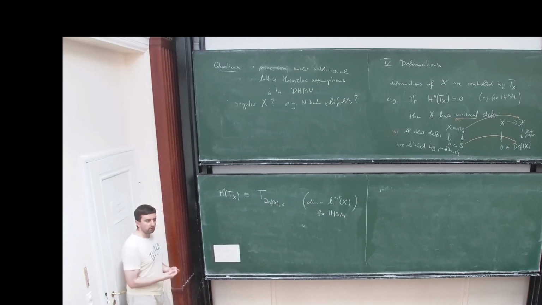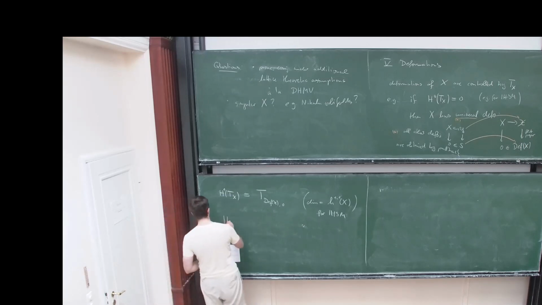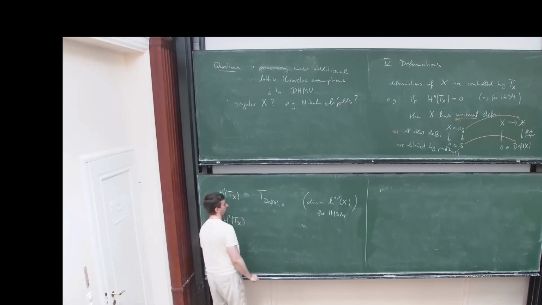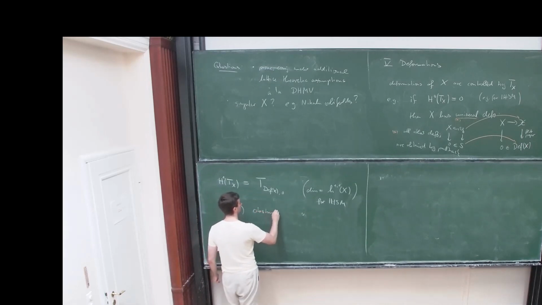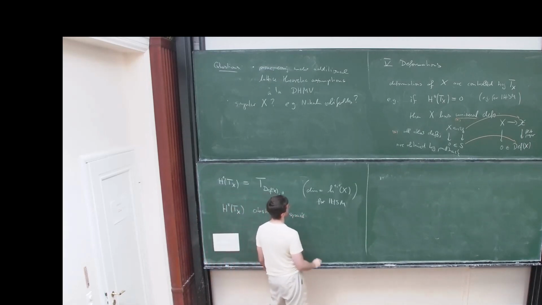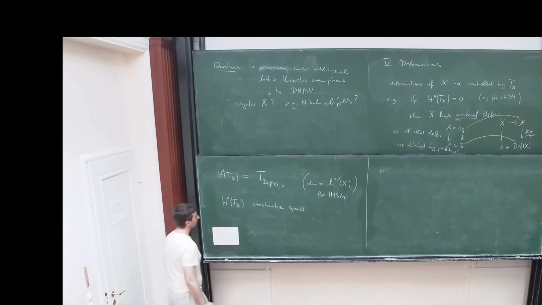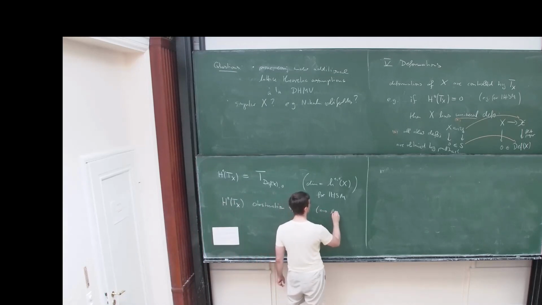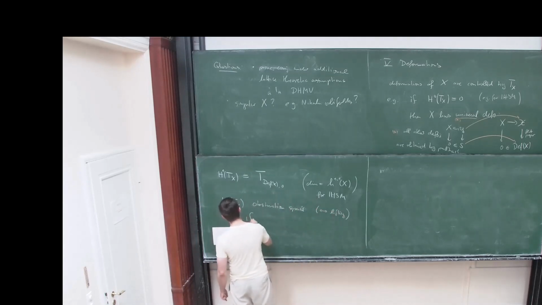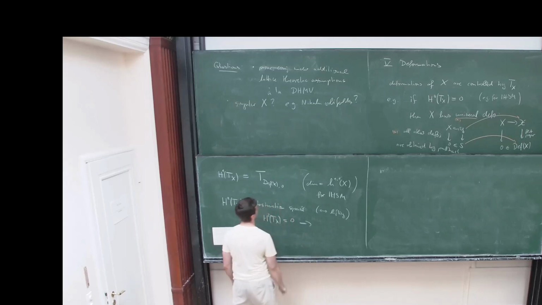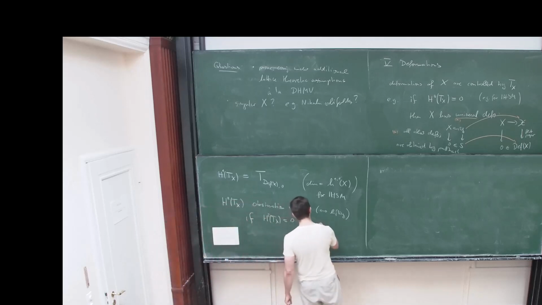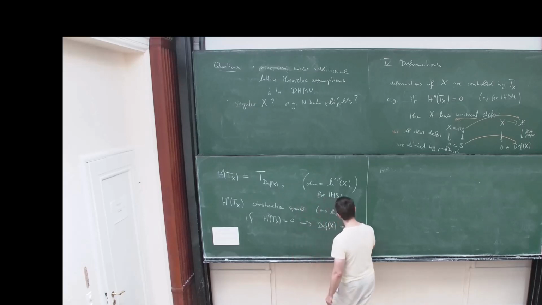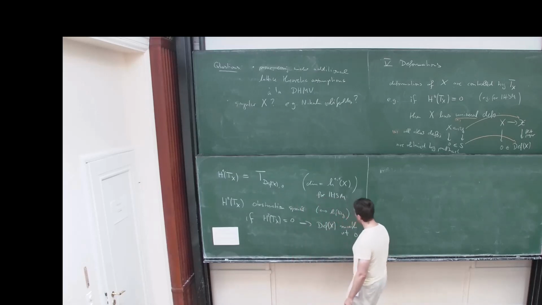All right, and then you'll remember there was the lifting problem in Spear's talk, and that was related to H^2 of T_X, the so-called obstruction space. So compared to the lifting problem: if H^2 of T_X is equal to zero, then Def(X) is smooth at zero.